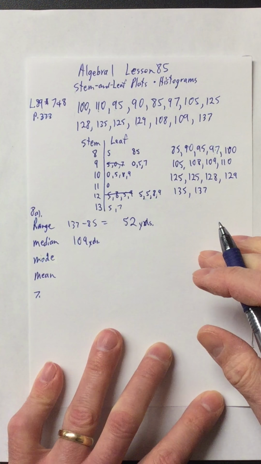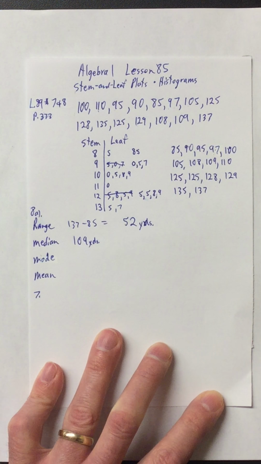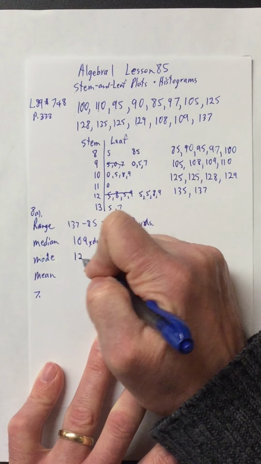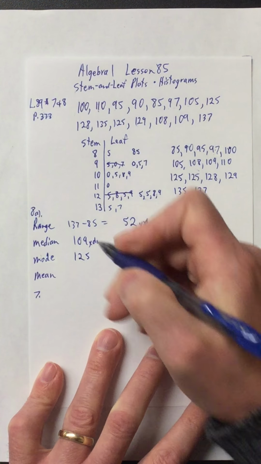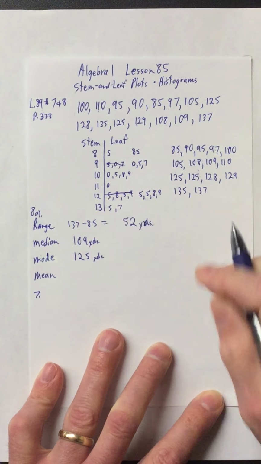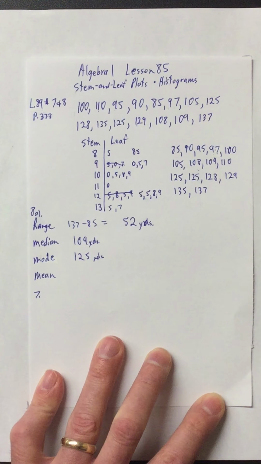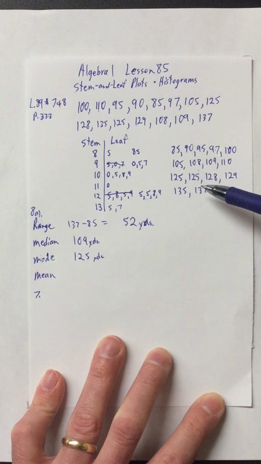Mode means most. Well, it's pretty easy to see which one shows up more than once. Well, that's only one. That's our 125 in here. So my mode or most is 125 yards. And then mean is my average. My average is where I would add all the numbers up and then divide by the total.